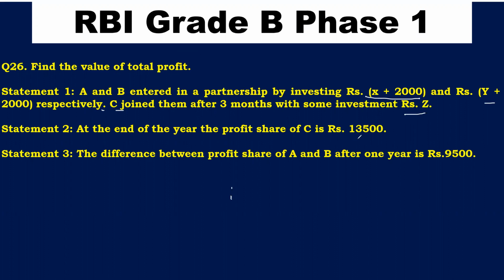The only thing we know is C's profit. A and B could be more than him or less than him; that also we don't know. And because we don't know their investments, we can't figure out whose profit is more, A's or B's. So nothing can be figured out from the given information. No data is sufficient to answer this question.